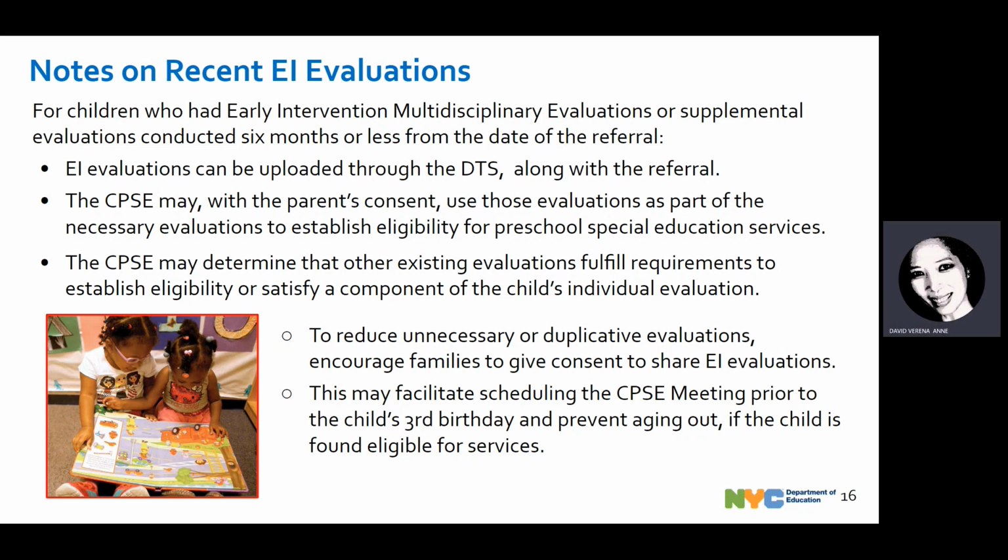The CPSE may determine that other existing evaluations fulfill the requirements to establish eligibility or satisfy a component of the child's evaluation. To reduce unnecessary or duplicative evaluations, encourage families to give consent to share these EI evaluations. This may facilitate scheduling the CPSE meeting before the child turns 3 and prevent aging out if the child is found eligible for services.